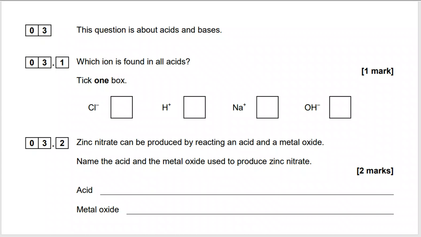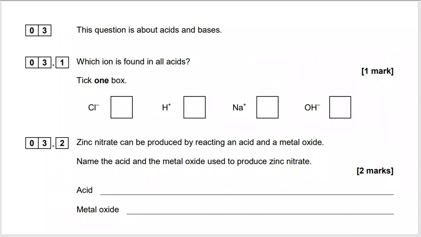This is question 3 on the AQA GCSE Trilogy Chemistry paper. It's the 1F foundation paper from 2018. So I'm going to put the whole question up so you have an opportunity to try it first, pausing as you go, and then we can review.